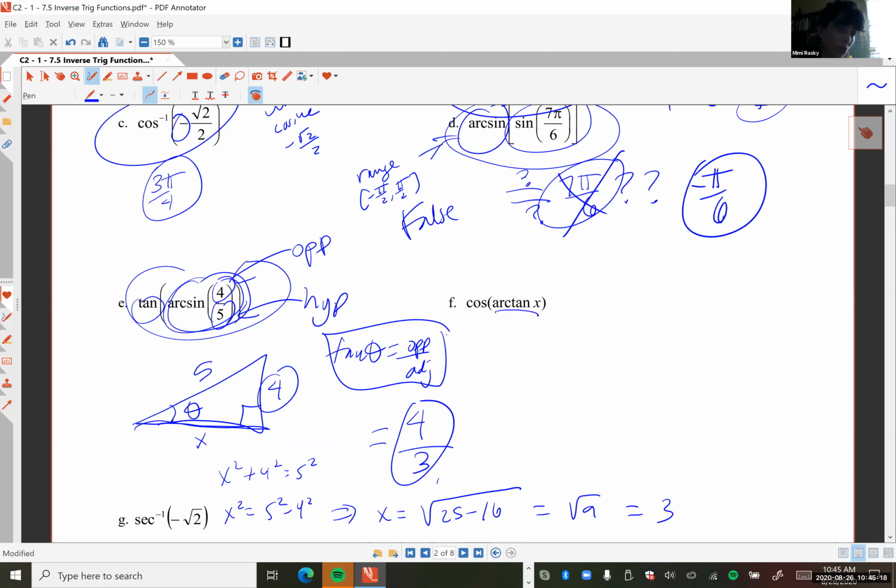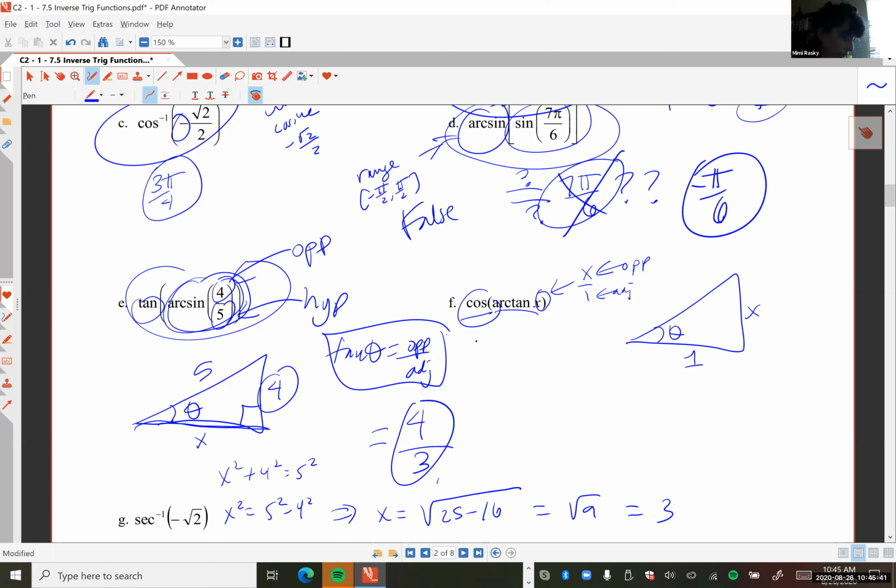How about cos arctan of x? It's very similar to that one, but you have to turn this into a quotient. And then tangent is opposite over adjacent. So when I draw a right triangle that goes with this problem, and I always do, and I'm going to ask you to also, otherwise I won't give you full credit. The opposite is x units long, and the adjacent is 1 unit long.